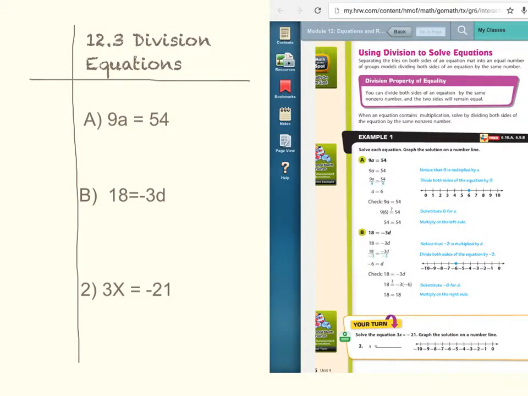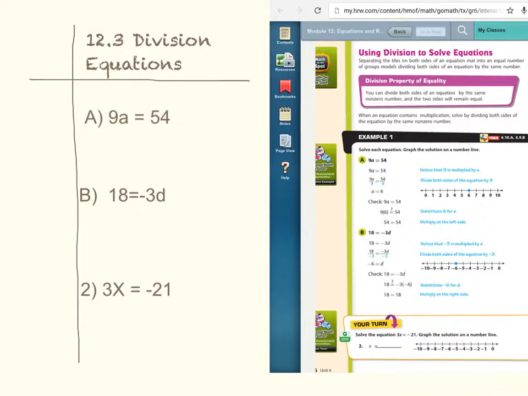Let's practice these. Remember, these are division equations. That means we're going to use division to solve them. Why are we using division? Because originally it's multiplication, and you do the opposite to simplify it. Okay, to undo multiplication, you got to divide to do that. So I'm going to divide.